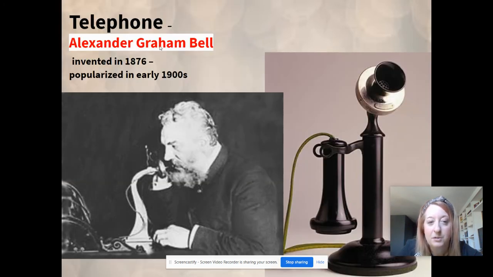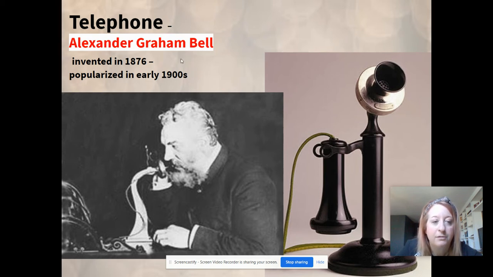So the telephone is really the communication advancement during this time period and makes communication far more efficient. Even though several people had the technology to develop the telephone, Alexander Graham Bell is known as its inventor. And while he created and invented it in 1876, it really isn't popularized until the early 1900s when millions of Americans will own their own telephones.